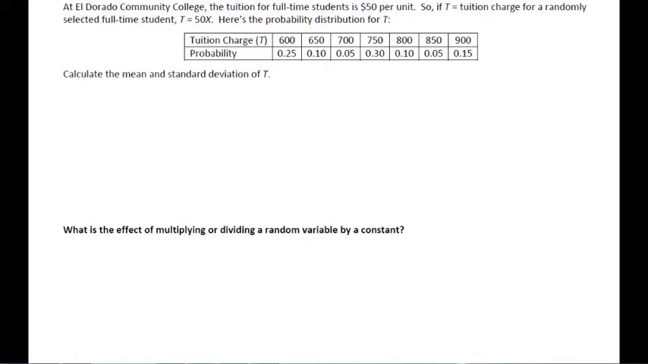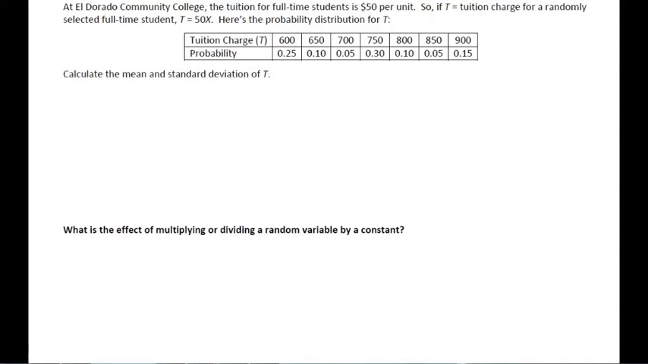So building on that scenario, the next part says, at El Dorado Community College, the tuition for full-time students is $50 per unit. So if T equals the tuition charge for a randomly selected full-time student, T would be equal to 50 times X, because remember, X is the number of units that a student's taking. Here's the probability distribution for T. So if you'll notice, where there used to be X's in the X row, each one of those values has been multiplied by 50. So 12 times 50, for example, became 600. And then the corresponding probabilities for each of these would be the same.